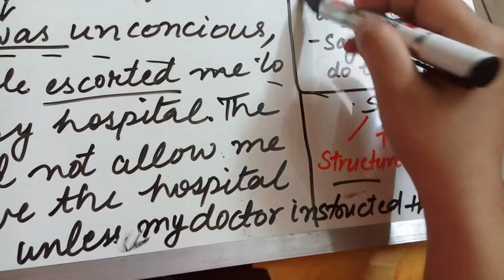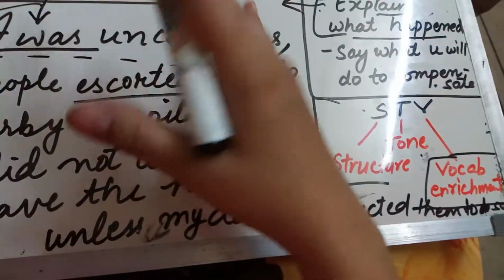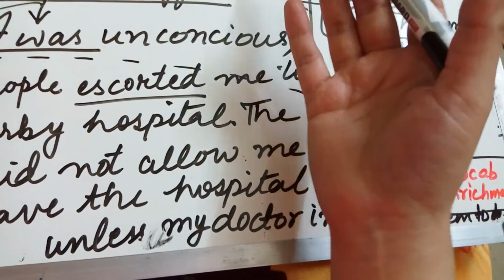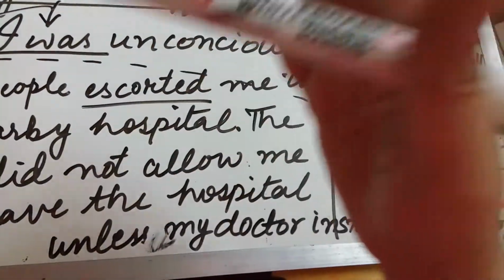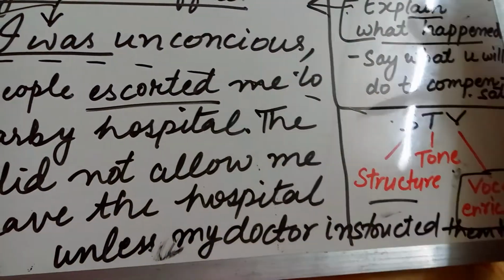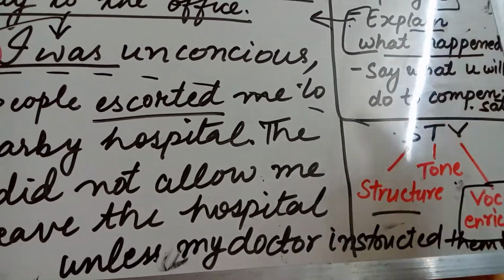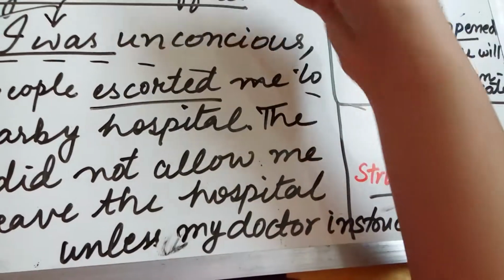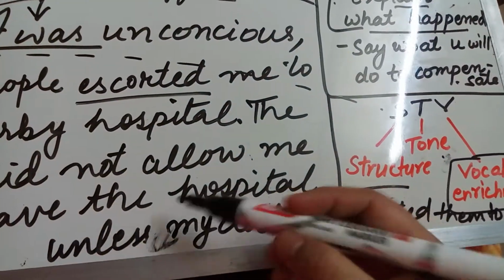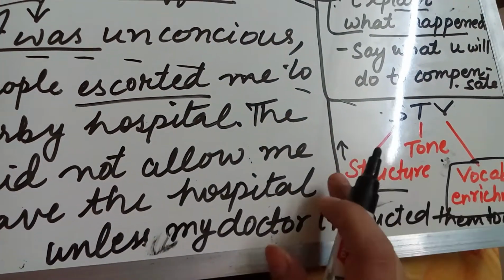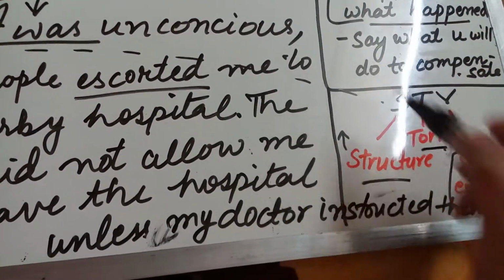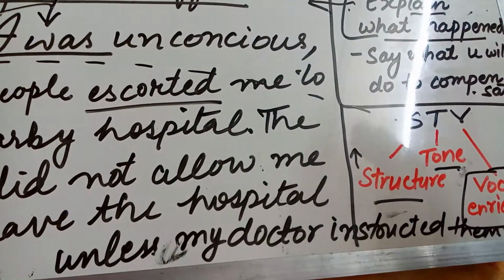Now, you are giving an explanation of why you could not come actually. You have to tell that you were seriously injured, so that the staff were not allowing you to leave unless the doctor told them to do so. This is a logical sequence of events which you call the structure. Tone is to be explanatory.